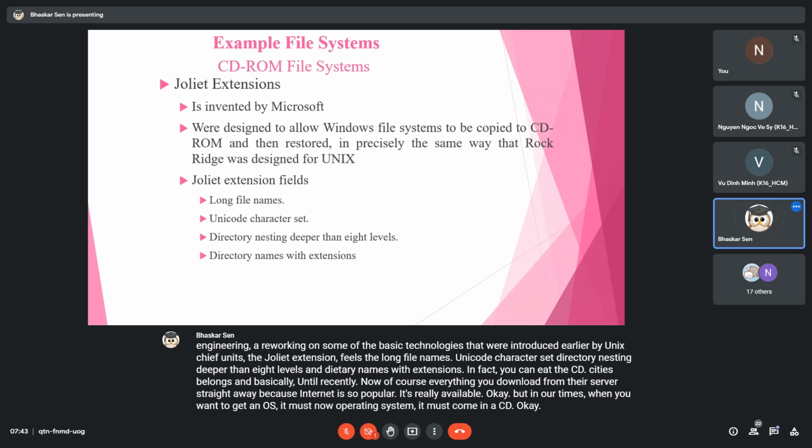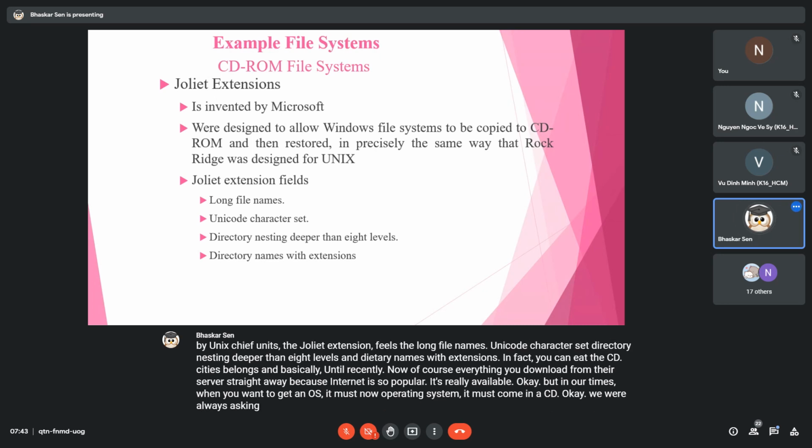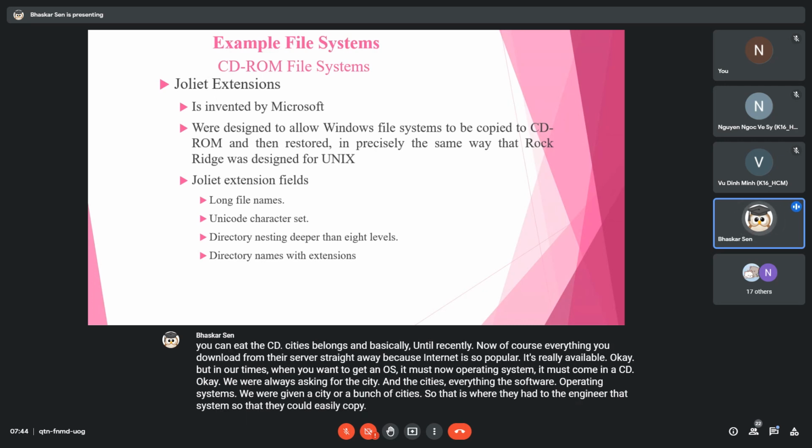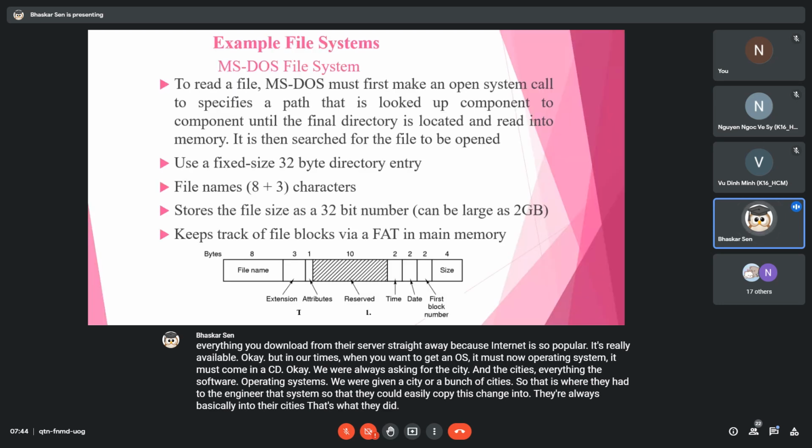Okay. We were always asking for the CD. And the CDs, the software, the operating systems, we were given a CD or a bunch of CDs. So that is where they had to re-engineer that system so that they could easily copy those things into their CDs. That's what they did with the Joliet extension.